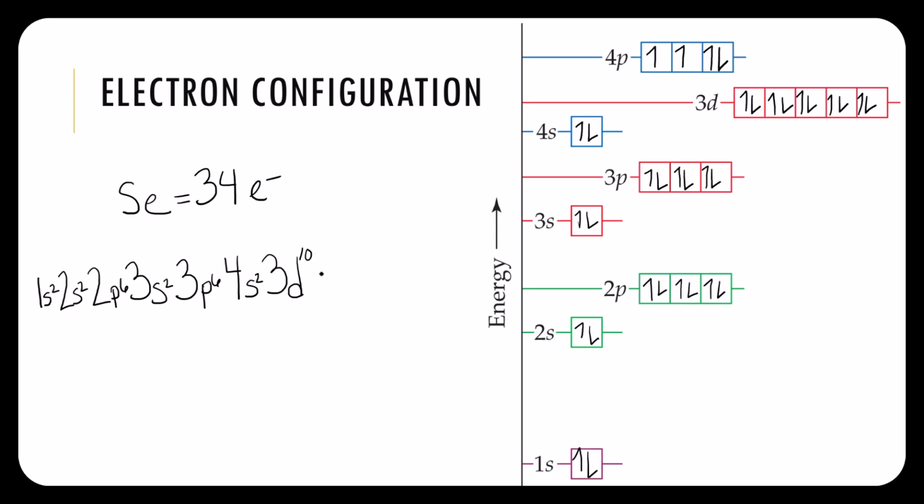And then after that 3d is filled, we go back to the 4p. And then how many did we end up with in there? We ended up with 4 in there. Okay. So first things first, here's our electron configuration for selenium, just following our path up the orbital diagram. Okay. So looking at how these electrons file in.